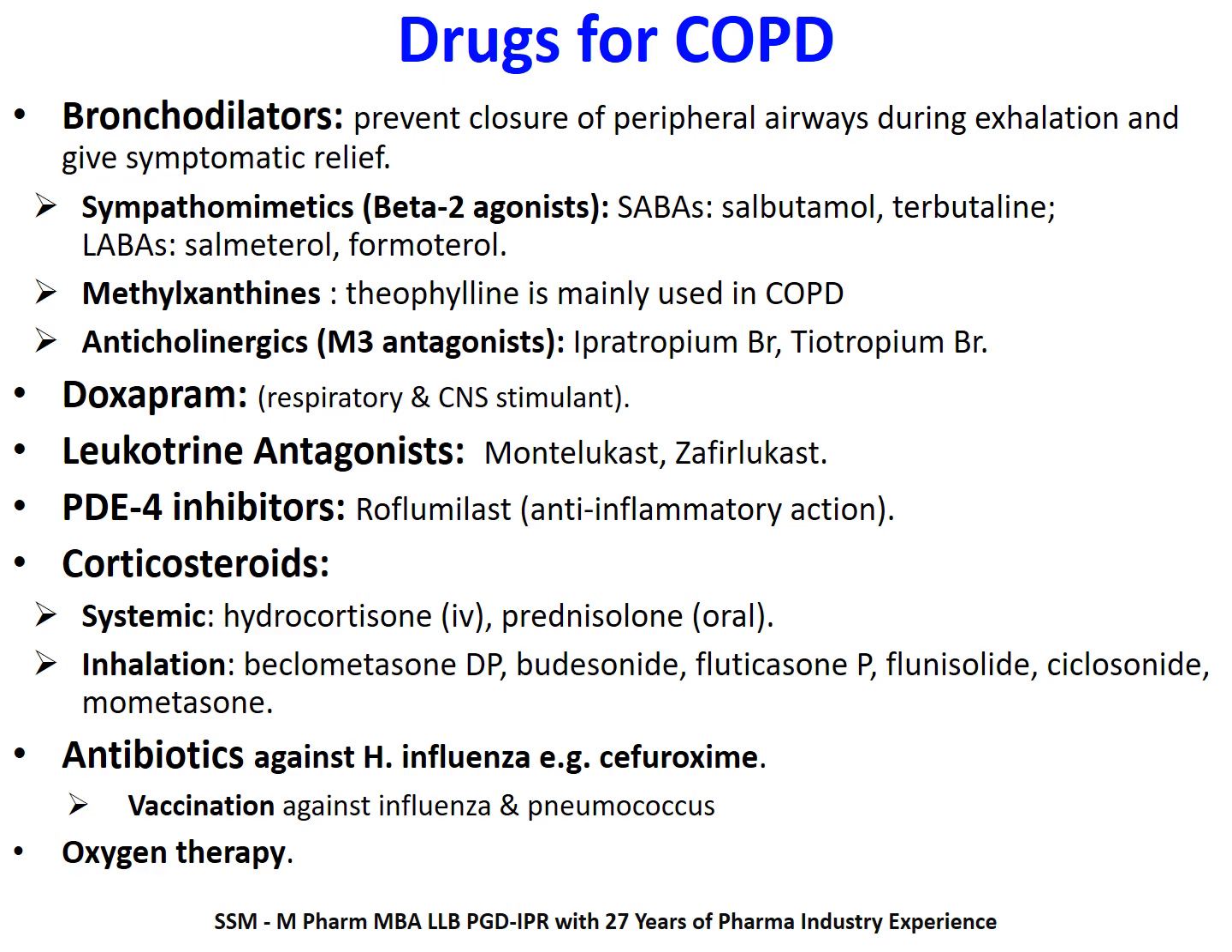The next category is antibiotics against H. influenzae, an example is cefuroxime, because infection is quite commonly seen in COPD patients. That's why antibiotic treatment covering H. influenzae is also required. And there is also a recommendation for vaccination against influenza and pneumococcus in COPD patients. And most commonly used is oxygen therapy. If drugs are not able to control the condition, then ultimately oxygen therapy is given to the patient.